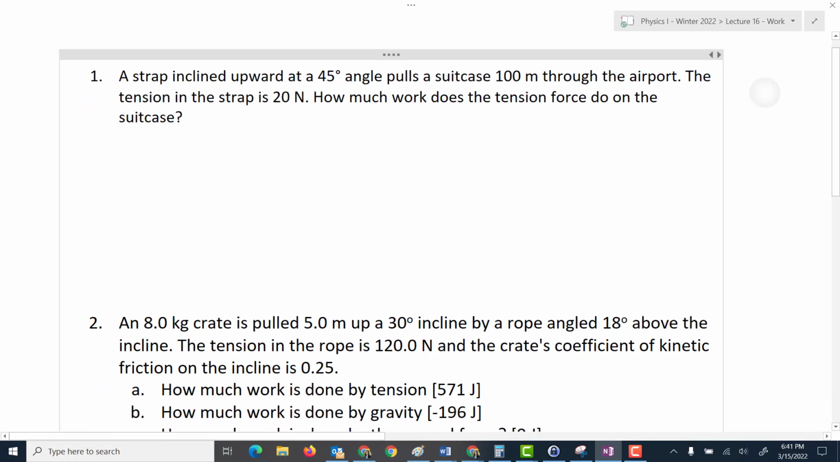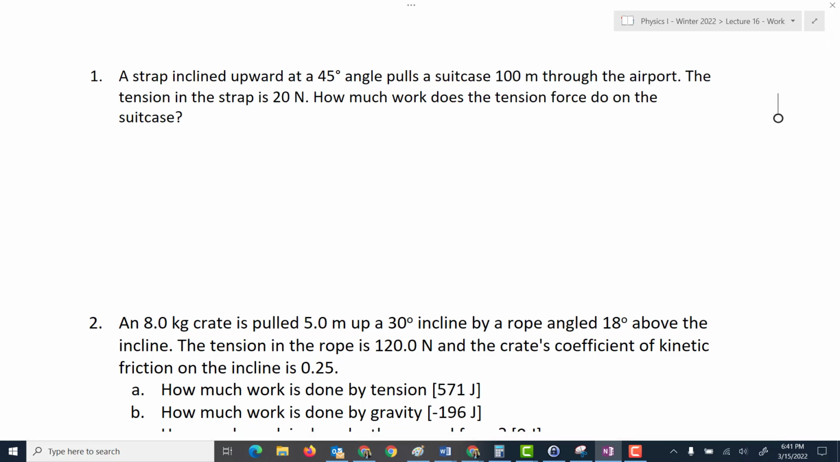Okay, so let's do some questions here where we can use work to explore it further. So a strap inclined upward at a 45-degree angle pulls a suitcase 100 meters through the airport. Okay, so this is like my suitcase right here. And there's a strap on the suitcase. So it's like a rope and it's pulling on the suitcase. Okay, it's angled upward at an angle of 45 degrees. So this angle here is 45 degrees. And it pulls the suitcase 100 meters. So this is my delta S. Okay, that's my displacement through the airport.